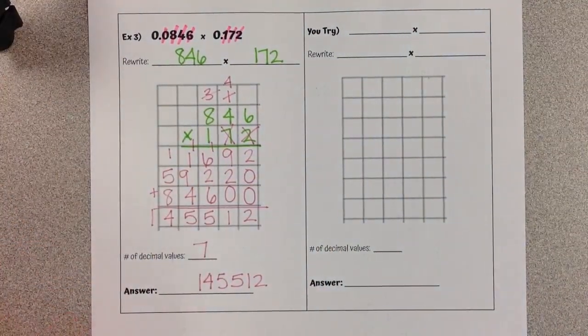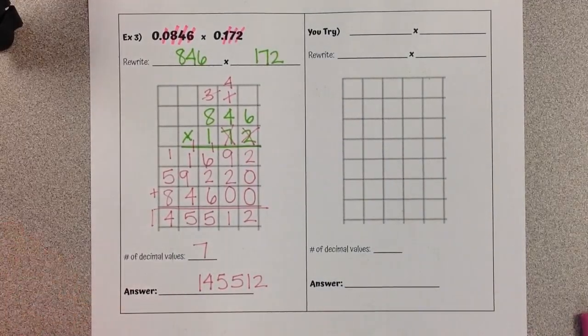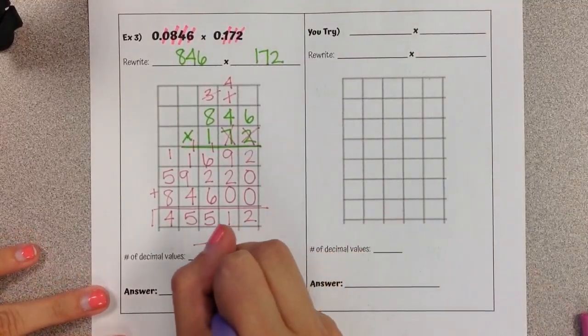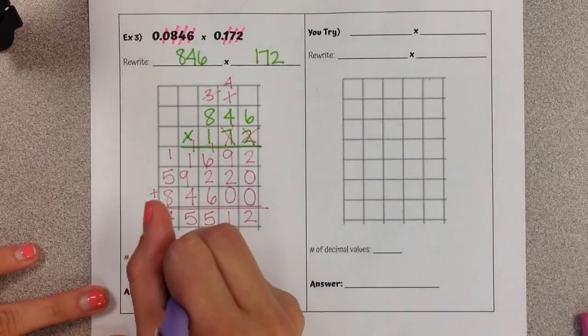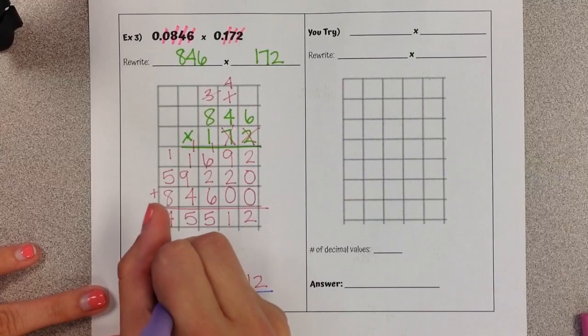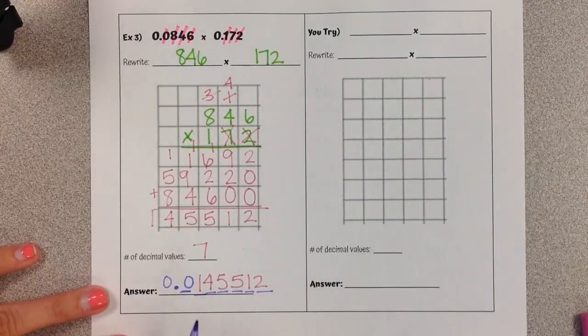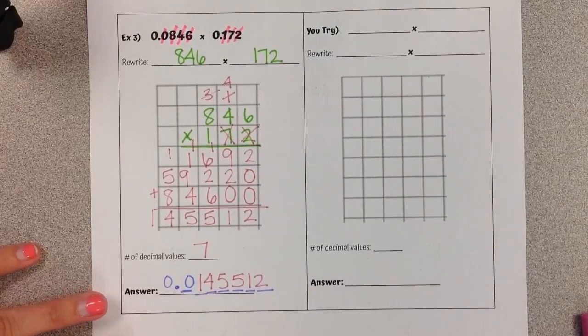So 7 decimal values. So now when we go back, you'll notice we don't even have 7 numbers here. So let's see. We should have 1, 2, 3, 4, 5, 6, but I need 7. So if I've got this empty spot here, I'm going to fill that in with a 0, put my decimal to the left, and I'm always going to put a 0 to the left of my decimal. So now if we look at it, we have 1, 2, 3, 4, 5, 6, 7 numbers to the right.